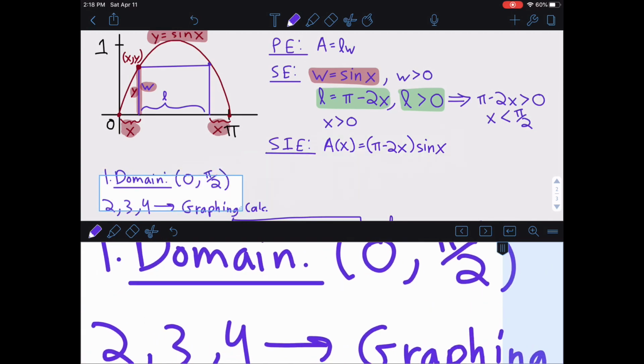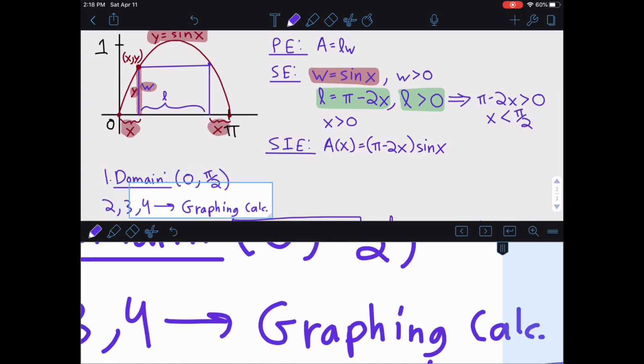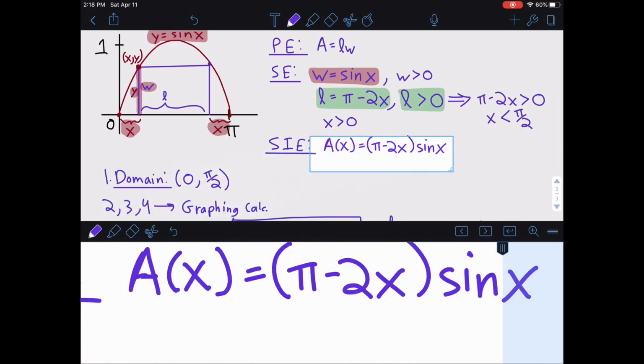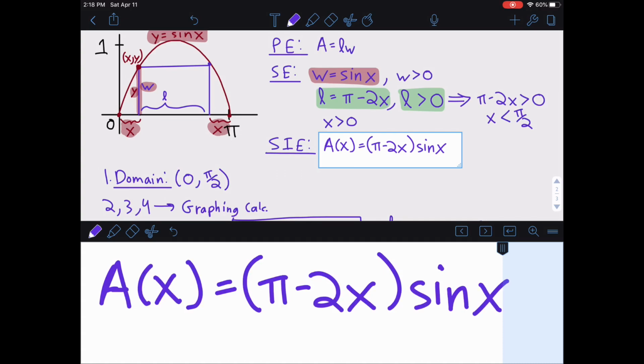But we're going to do the rest of the steps on the graphing calc, okay? So here's what we're going to do, and I'm just going to show this to you on Desmos for now. Pi minus 2x times sine of x is my single independent equation, right? Remember, this is the area function. This is the area with an input of x. Keep that in mind when we actually find what the maximum is.